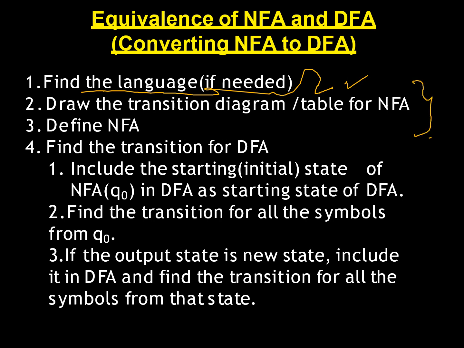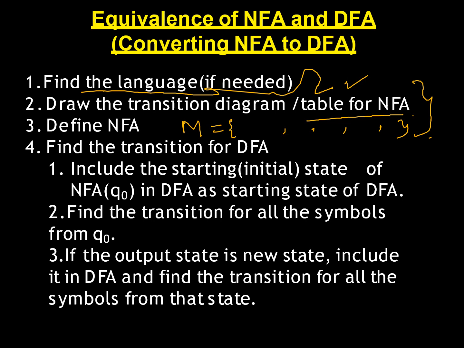We know about the transition table, right? For the NFA we do that, and then finally define the NFA, which is a 5-tuple. What is my set of states, what is my alphabet, what is my transition function, what is my initial state, and what are my final states? That is what defines your NFA.